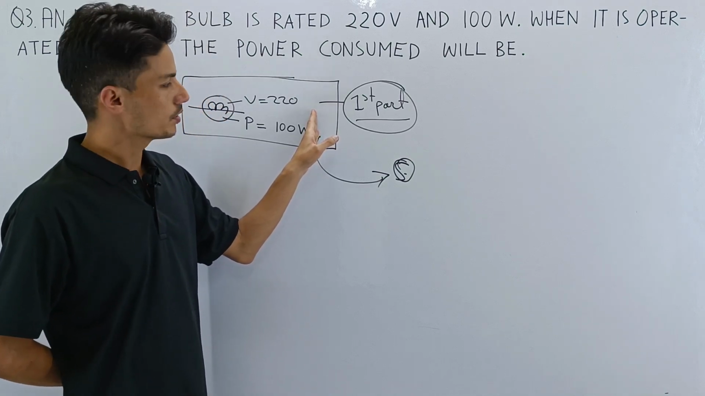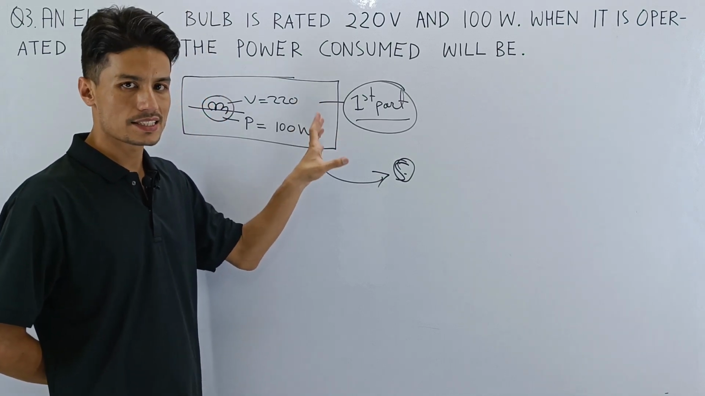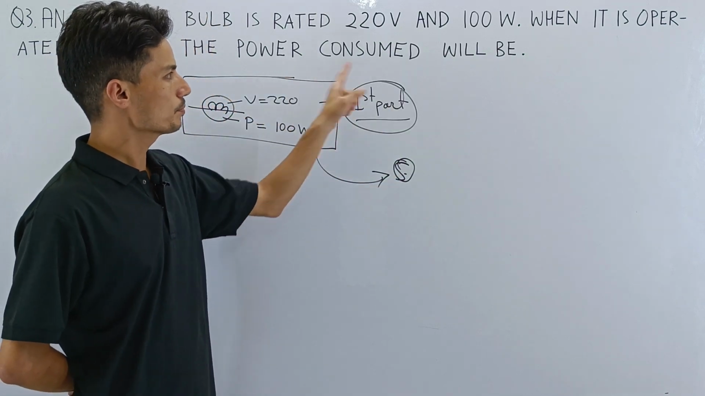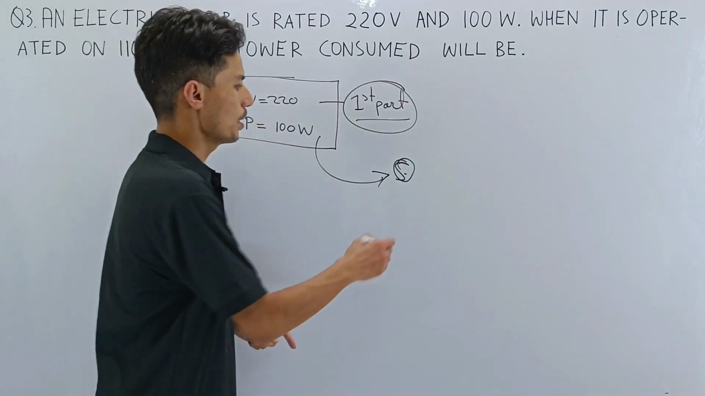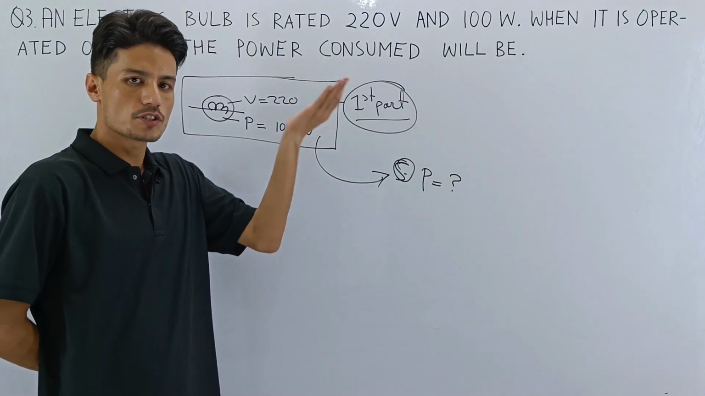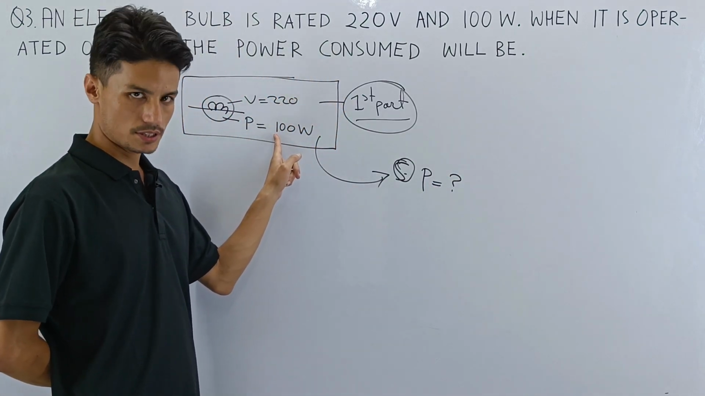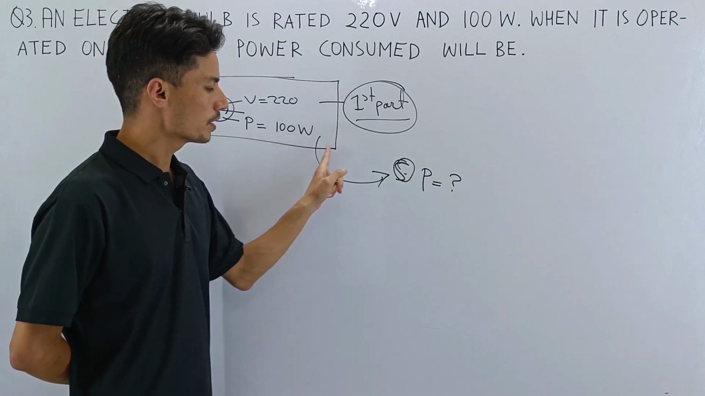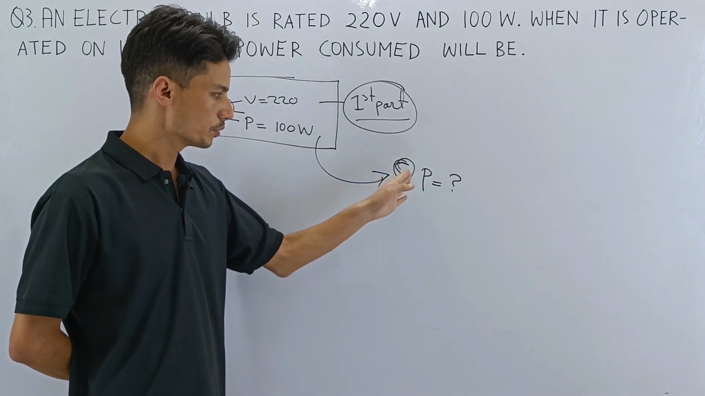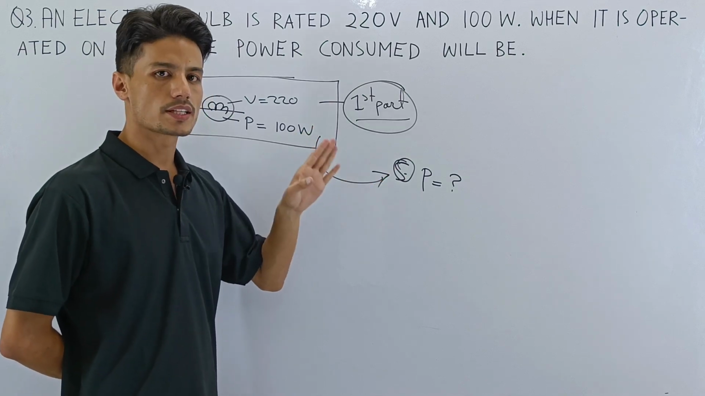Understood? So whatever I just told you, let's see how we can use it in practice and get the answer. For the second part of the question, they want us to find power. Now see, in the first part of the question, power is already given to us. Now they want us to find power for the second part. No worries, we will find the power and give it to them.